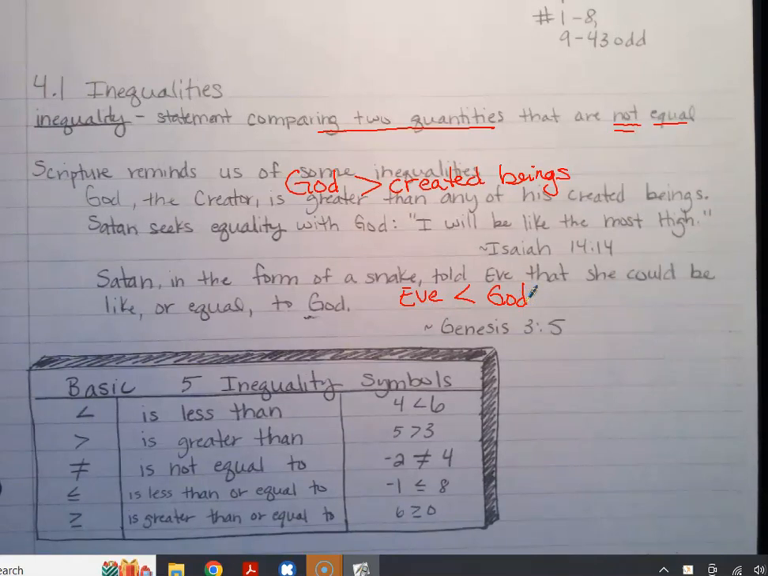All right, so our basic 5 inequality symbols. Okay, we have less than, so we have an example as well over there. Greater than, not equal to, is less than or equal to because it's got the equal sign there, and then greater than or equal to. Again, it has the equal sign on the bottom of it. So those are the 5 basic inequalities that we're talking about. So hopefully this part is not new to you.